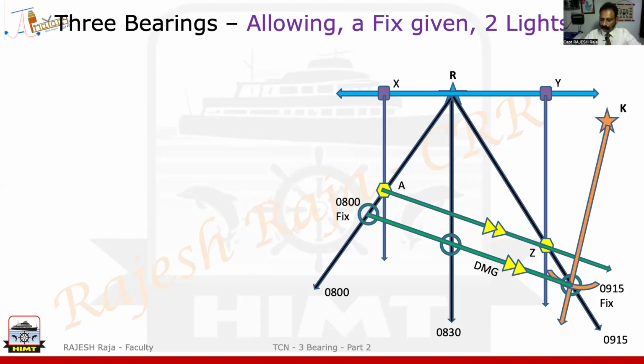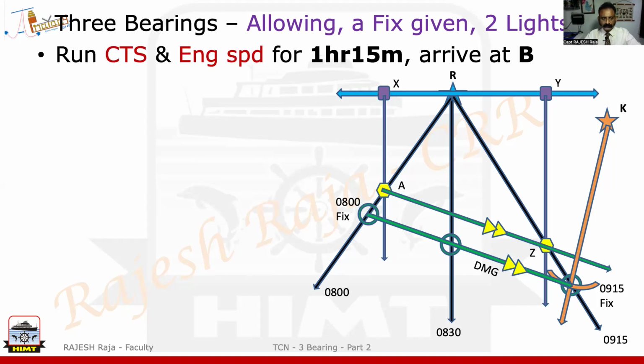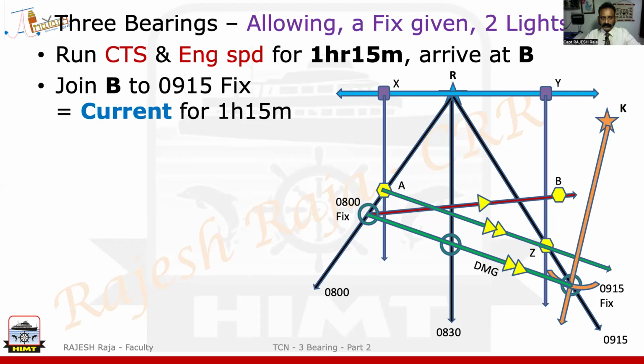Now, if you look at your 6 data, I have found out CMG and now I have found out DMG also. And what is pending for me is the set and rate, which is the current. So for this, I'll have to complete the triangle. I will run my course steered and engine speed for 1 hour 15 minutes from the 8 o'clock fix and arrive at Bravo. From here, all I have to do is join Bravo and the 9:15 fix. And that is the set and drift for 1 hour 15 minutes.